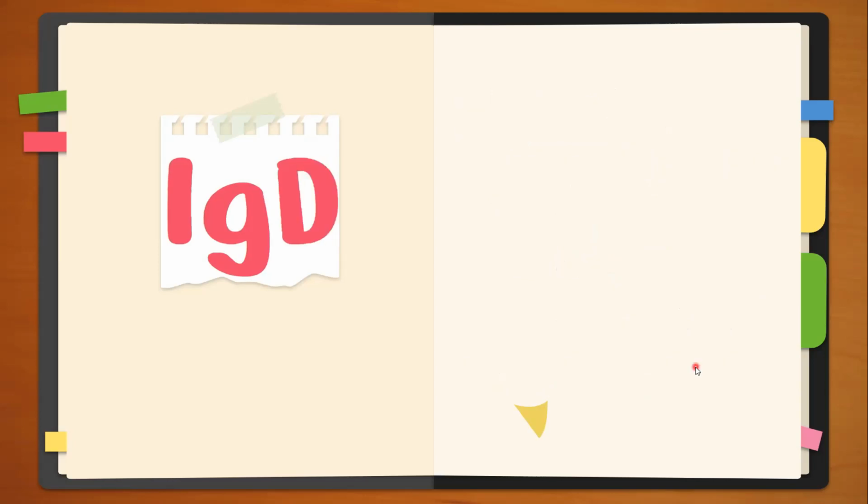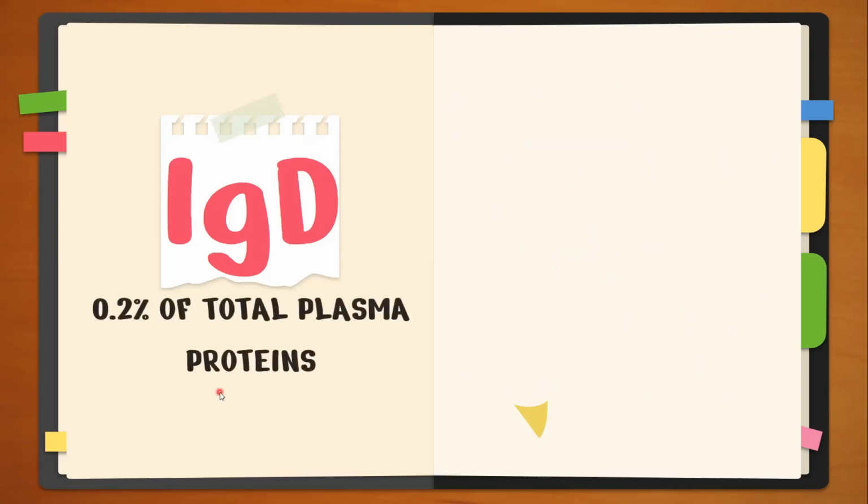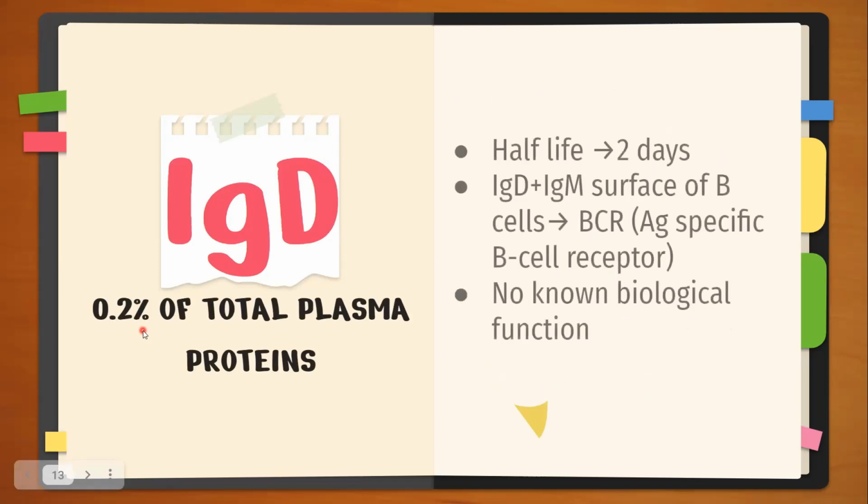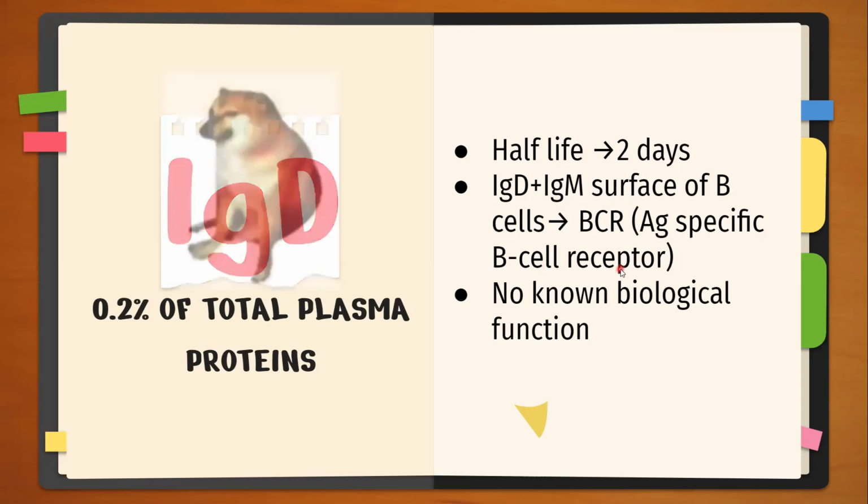Next, IgD. It is the least present, only 0.2%, and its biological function is actually not known. The half-life is only 2 days. It is basically present on the surface of the B cell. Along with IgM, the IgD is present on the surface of B cell and forms a complex called the BCR, the antigen specific B cell receptor. Okay, so this is about the IgD.